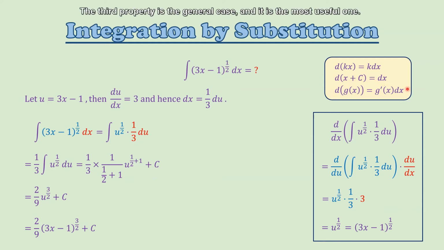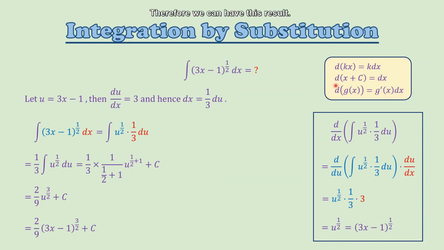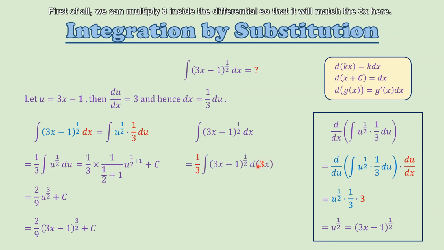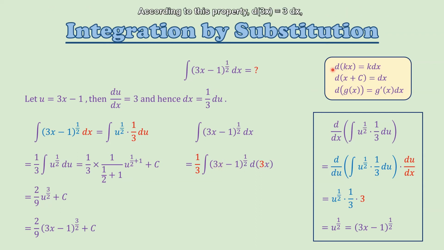The third property is the general case, and it is the most useful one. It states that d(g(x)) is equal to g'(x) dx. It is true because we know that d(g(x))/dx is equal to g'(x), therefore we can have this result. By knowing these properties of differentials, we can try to do this integration again without letting u. First of all, we can multiply 3 inside the differential so that it will match the 3x here. According to this property, d(3x) is equal to 3 dx, so we should divide by 3 here so that we can end up with doing nothing.